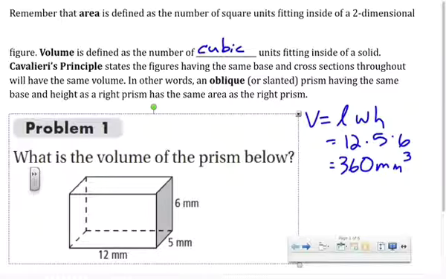So consider length times width. In the context of this figure, if I had done just 12 times 5, what would I be finding as far as that prism is concerned? 12 times 5 would give me the what? Area of which rectangle? The base. The area of the base.